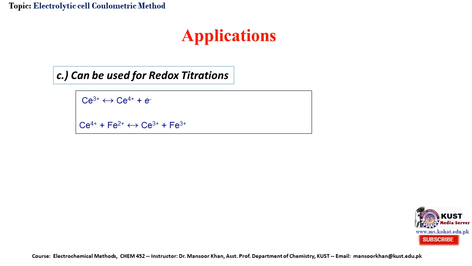On the other hand, the overall reaction is given where Ce plus 4 reacts with Fe plus 2. The Ce plus 4 is converted into Ce plus 3 and Fe plus 2 is converted into Fe plus 3. Ce plus 4 is a strong oxidizing agent. It is itself reduced to Ce plus 3, while it oxidizes Fe plus 2 into Fe plus 3.